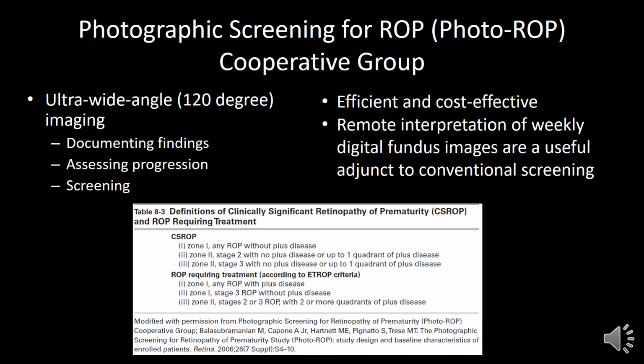Ultra-wide-angle 120-degree fundus photography of premature infant eyes is very useful for documenting the findings, for assessing any progression, and for use in screening of ROP. Remote screening of fundus images has established itself as an efficient and cost-effective method for screening premature infants. A study by the Photographic Screening for ROP Cooperative Group, or PhotoROP, concluded that remote interpretation of weekly digital fundus images was a useful adjunct to conventional bedside ROP screening by indirect ophthalmoscopy.